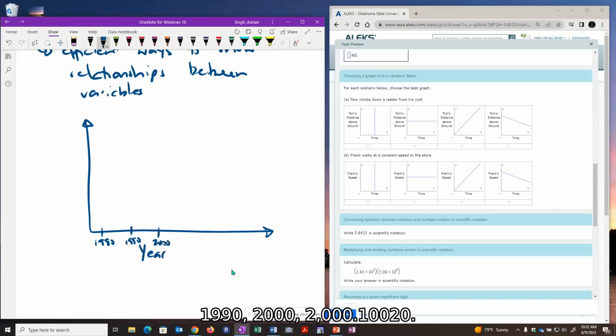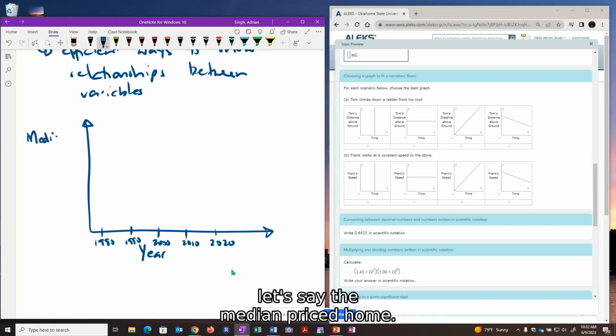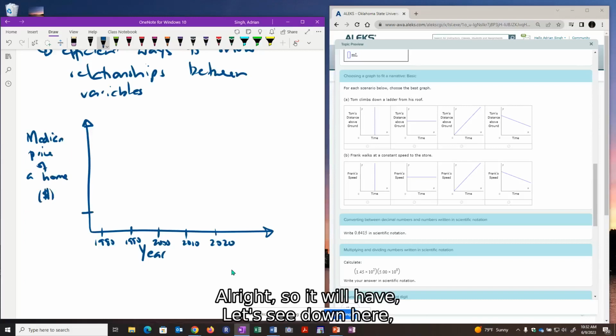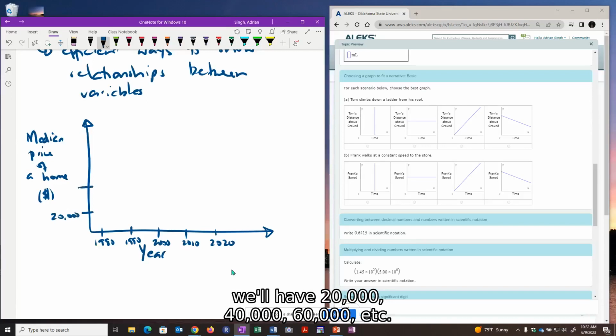1990, 2000, 2010, 2020. And then on the y-axis we have, let's say, the median price of a home. And this would be in dollars. All right, so we'll have, let's say down here, 20,000, we'll have 40,000, 60,000, etc.